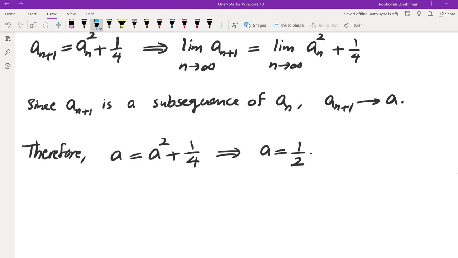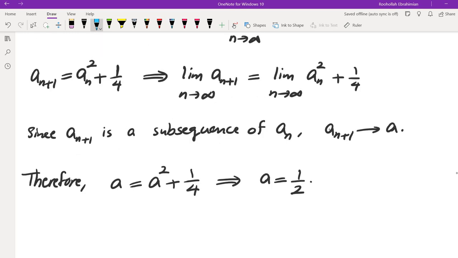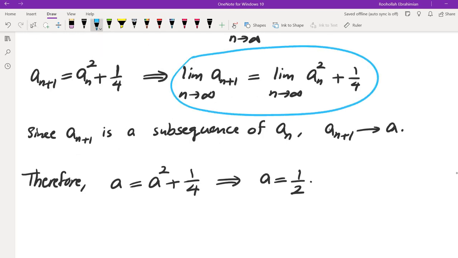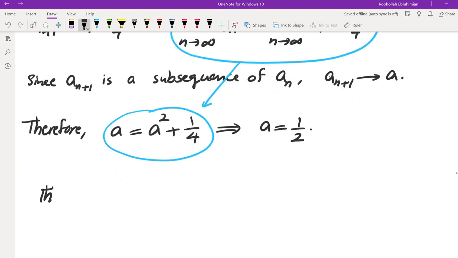And this came from this equality. If you take this equality, you can conclude this by taking the limit. On the left we get a, on the right we get a squared plus 1/4. Thus, the limit of a_n is in fact 1/2 as n goes to infinity.